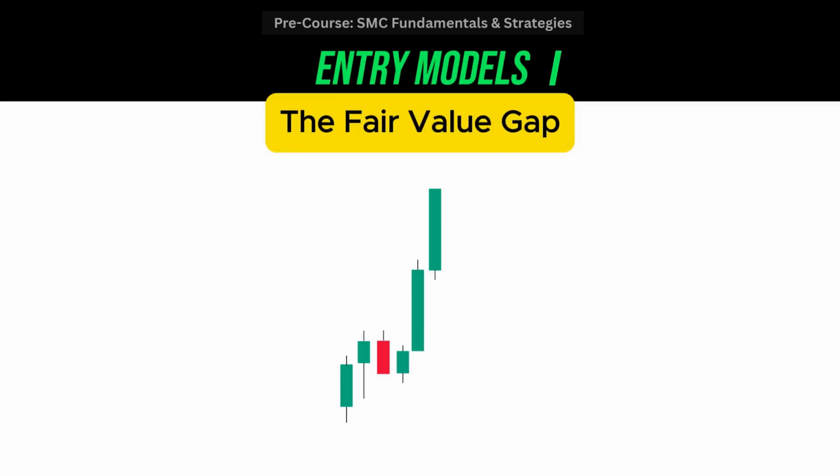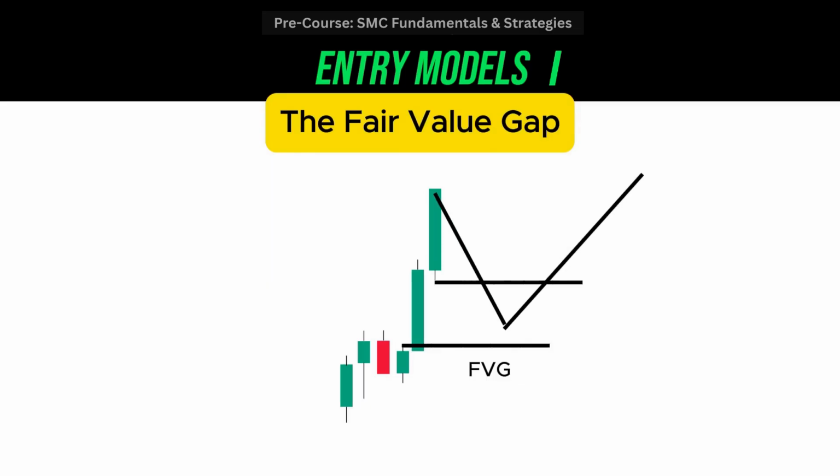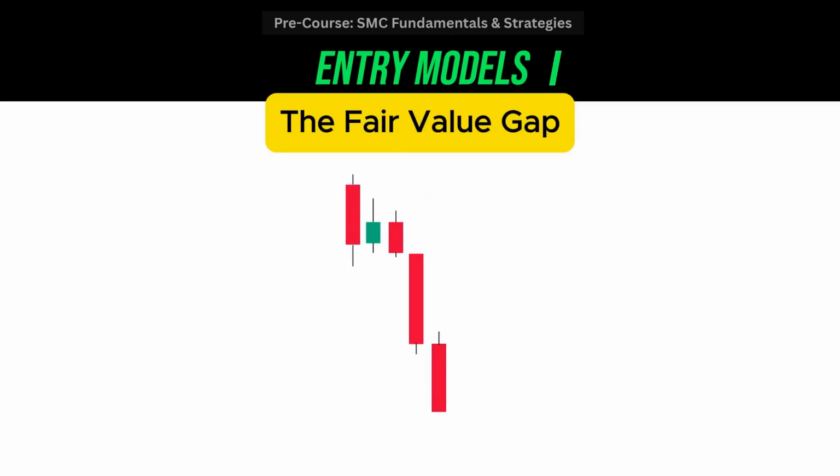Notice how if we mark with a line the high wick of the first candle and the low wick of the third candle, we get a zone. This is the fair value gap in an uptrend scenario. Notice the inefficiency created, and this area can be used as an entry strategy once price comes back down to fill the zone. And now for the downtrend scenario, the rules are similar.